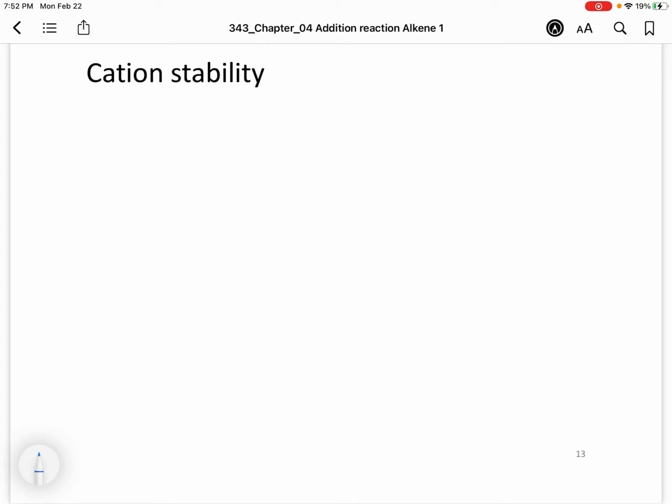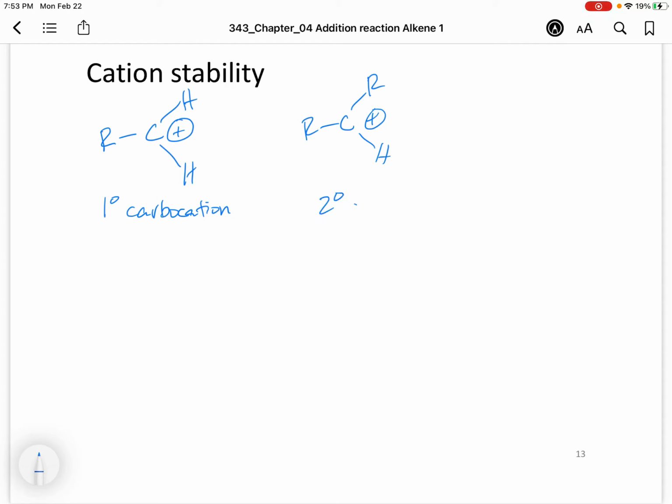So carbocations are labeled as follows. If you have some kind of an R group on a carbon, and it has 2 hydrogens coming off and this positive charge, this would be called a primary carbocation. If our carbon had 2 R groups on it and 1 hydrogen, this would be a secondary carbocation. And if your carbon has 3 R groups on it, this would be a tertiary carbocation.